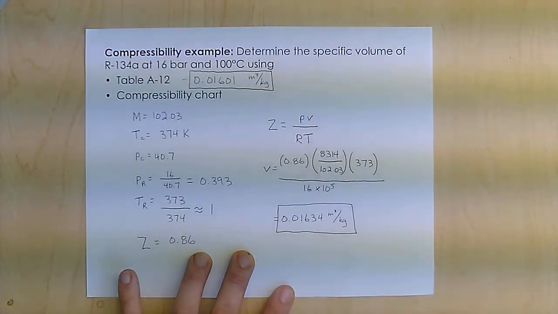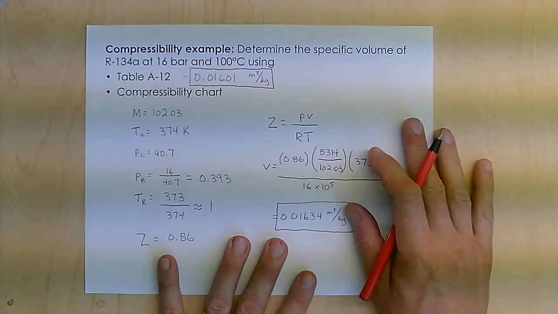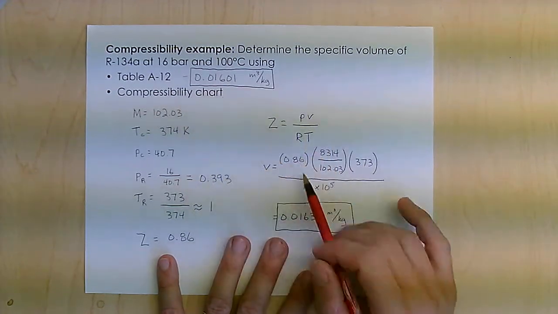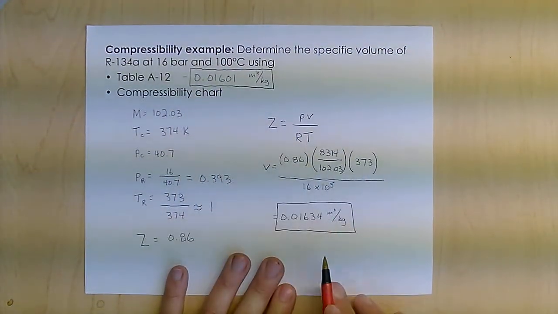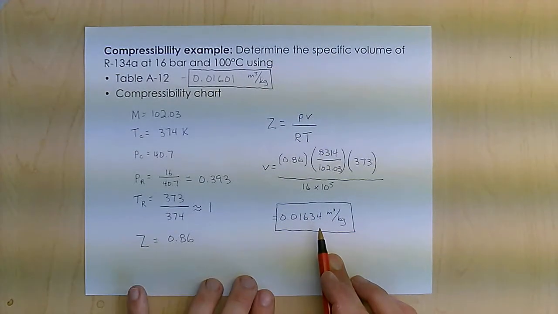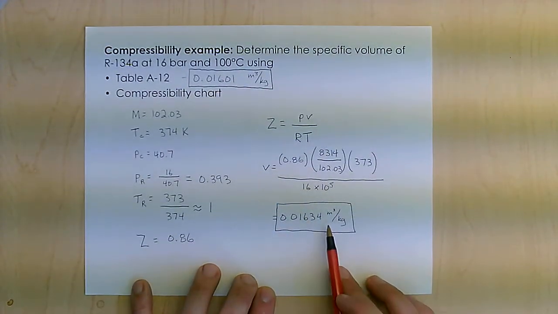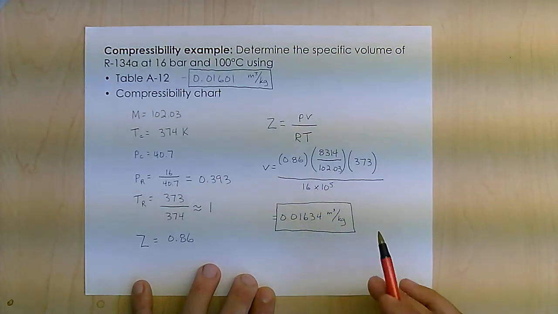However, it's not as exact because that chart is pretty hard to manipulate, and it took me a lot longer. So if you have a table, use the table. This is only good for non-ideal gases that I don't have a table for.